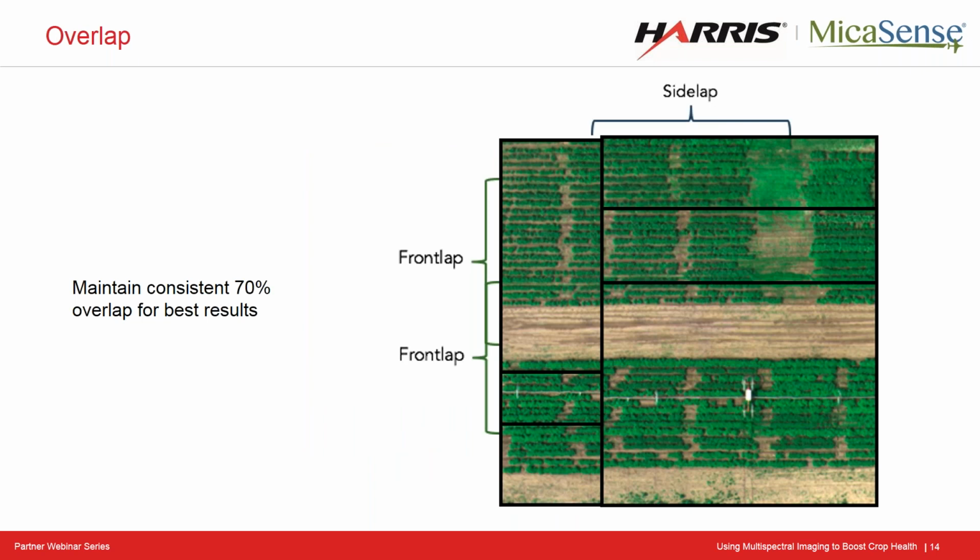So we recommend capturing a minimum of 70% front lap and 70% side lap during data collection in order to set yourself up to create a high quality output. And I think Austin is going to be talking a little bit more about this in the next few slides, but this is just a visual of what that would look like. So we're capturing data, and you see that there's quite a bit of overlap, 75% overlap on front lap, and then we come back and there's 75% overlap on side lap, or 70% minimum. And with that, I think I'll pass it over to you, Nigel.